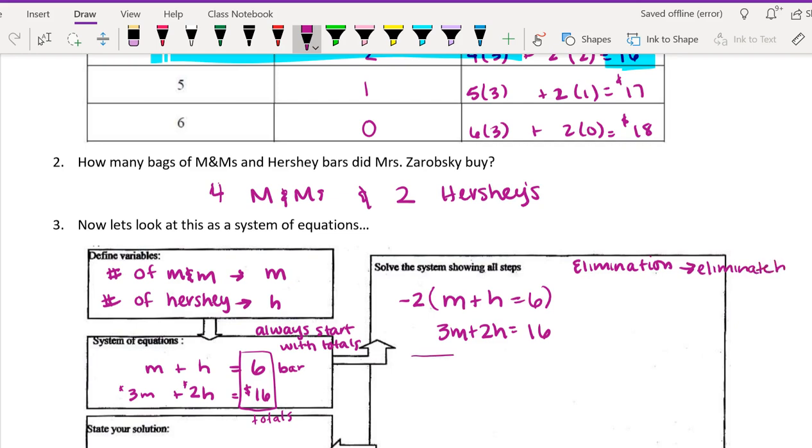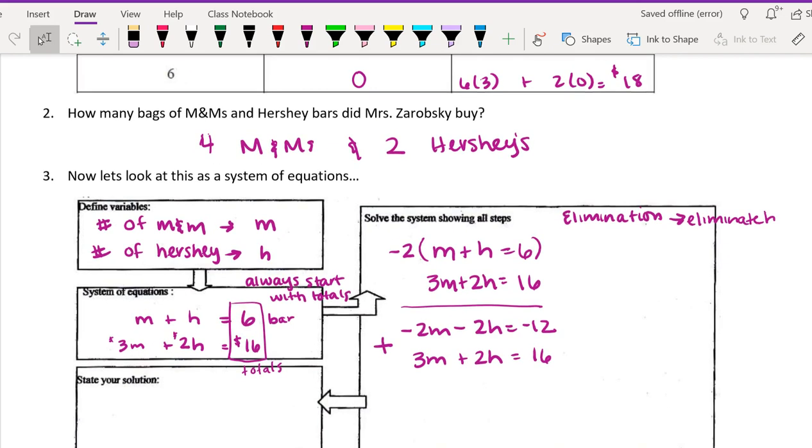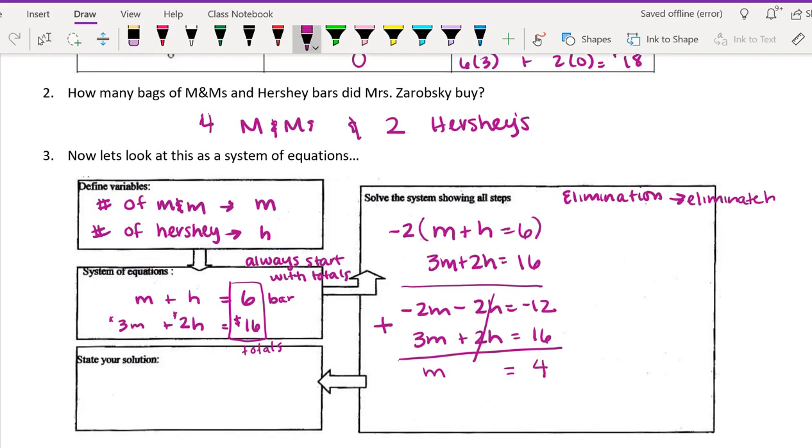Okay, so what ends up happening is we have negative 2M minus 2H is equal to negative 12, and then we have 3M plus 2H, I'm rewriting the second equation, is equal to 16. Go ahead and now add those two equations together. So I get M, the H's eliminate, is equal to 4. That means that 4 M&M's were purchased.